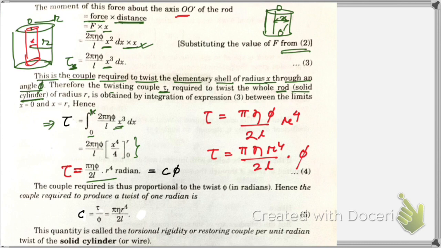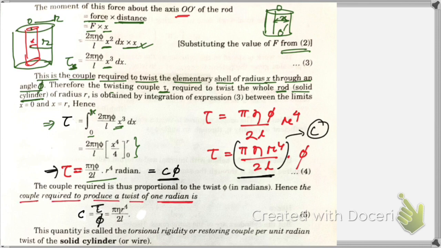Now you see, this part is written as C. That's why we have got tau is equal to C phi. So what is C here? C is nothing but tau by phi, which is the couple required to produce a twist of 1 radian, or you can say the restoring couple per unit radian of twist of a solid cylinder, that is given by C, right?